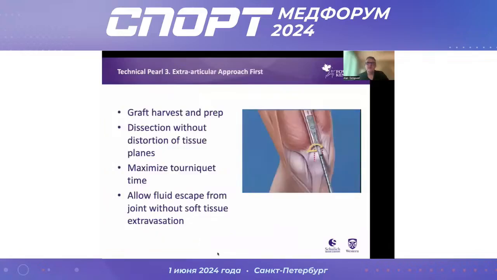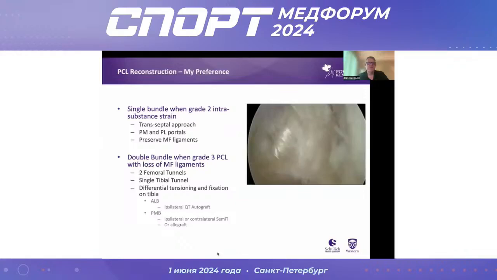I tend to do my extra-articular approaches first. That involves the graft harvest and preparation. The beauty of this is that it allows dissection without distortion of tissue planes from fluid extravasation, and it's also very safe. So if you do have any capsular rents, then the fluid will just drain out of the knee rather than down into the calf, and so it reduces your risk of compartment syndrome, and also maximizes your tourniquet time if you use a tourniquet during this type of surgery.